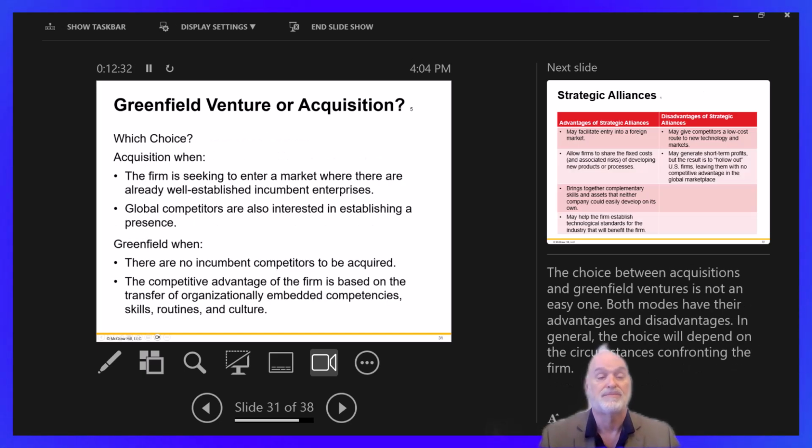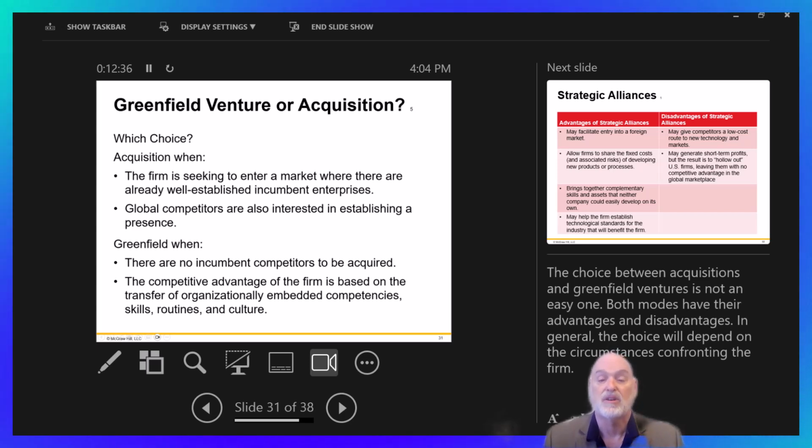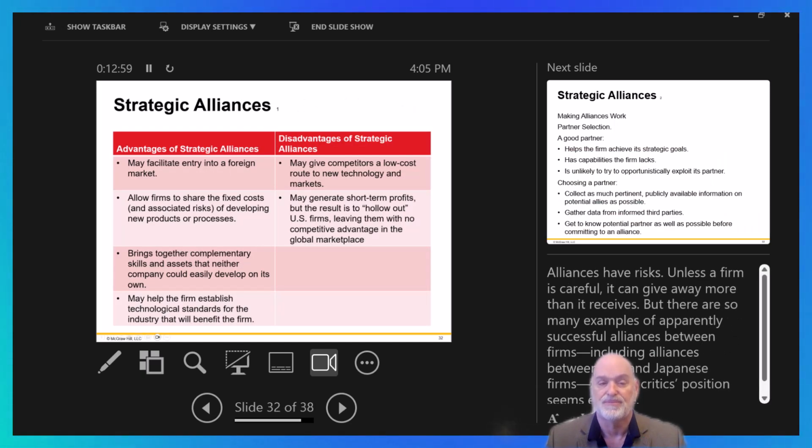Which choice? Well, an acquisition is when the firm is seeking to enter a market where there are already well-established incumbent enterprises. Global competitors are also interested in establishing a presence. Greenfield, when there are no incumbent competitors to be acquired, and the competitive advantage of the firm is based on the transfer of organizationally embedded competencies, skills, routines, and culture.